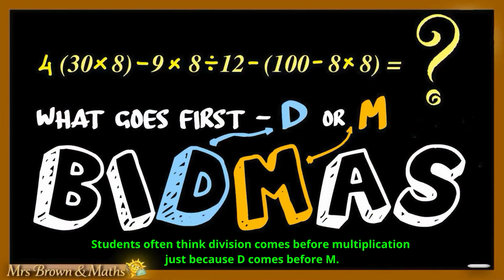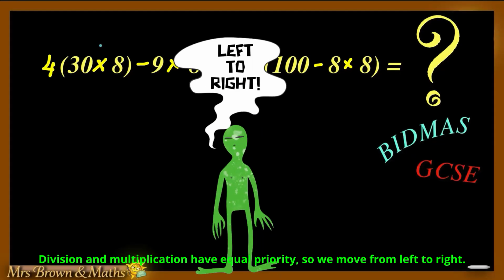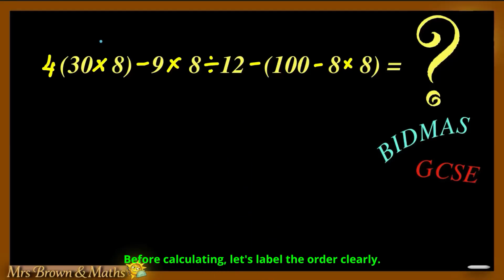Students often think division comes before multiplication just because D comes before M. That's not correct. Division and multiplication have equal priority, so we move from left to right. Before calculating, let's label the order clearly.